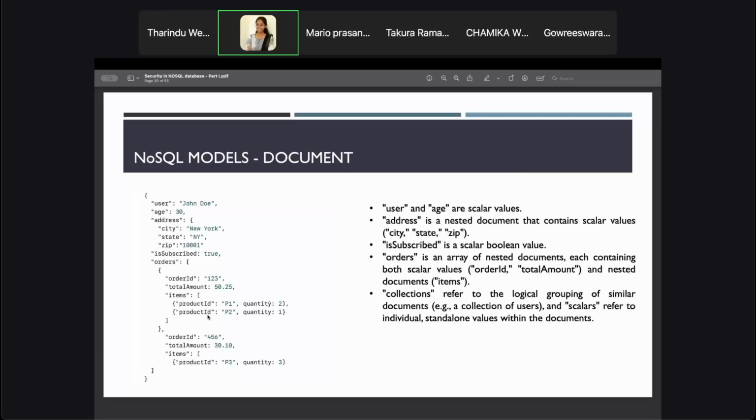So you can have this nested document, and you can have boolean values. For example, if you see this, is subscribed, if he is subscribed to loyalty points or not, boolean values can be stored. So you can store different types of data inside a single document, right? Like I said, logical grouping of these documents, we call them collections. All right. So that is about document database.